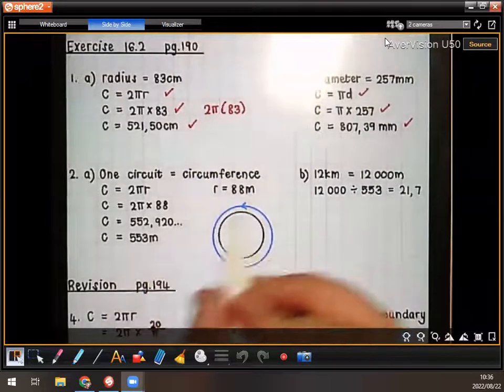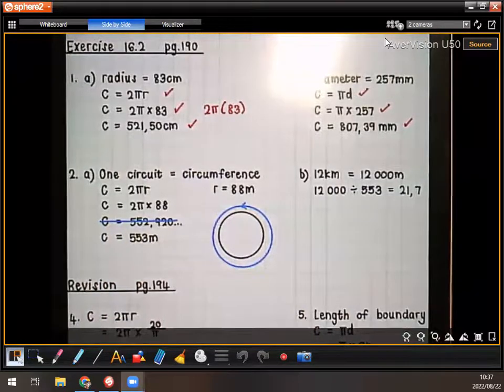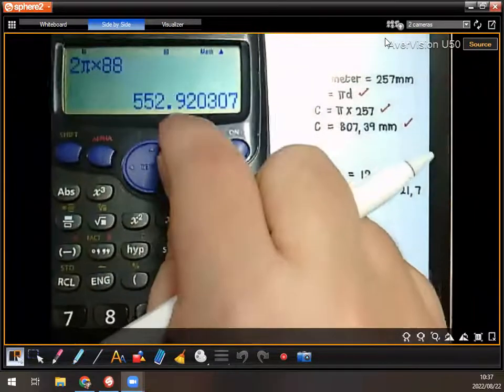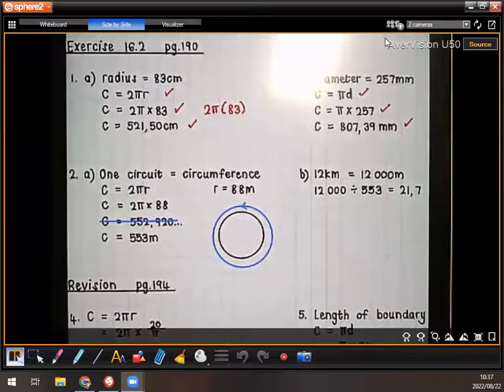You don't even have to write this step, guys. You can just go straight to the final answer. Okay. So if you see this on the calculator, you can say, okay, I'm going to round up, 553 meters. Or, yeah, 553. Does that make sense, guys?